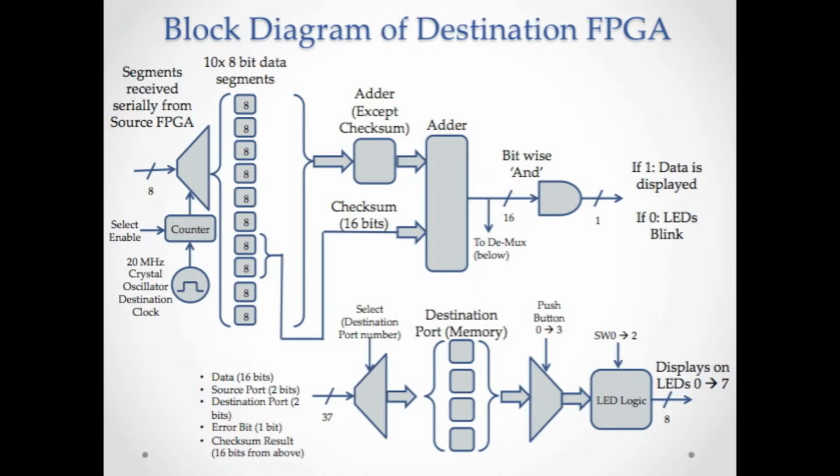You can see the block diagram for the destination FPGA is pretty much a mirror image of the source FPGA, in that you receive the data 8 bits at a time, and then certain data goes through certain adders. This helps compute the checksum. If the checksum is all ones, that means we receive the correct data. If the checksum isn't all ones, then when we go to view the data, the LED should blink. And this is highlighted in the demo that we'll be showing later on.